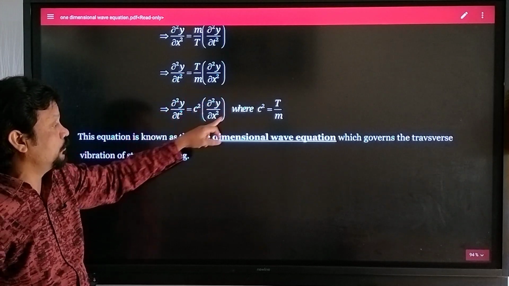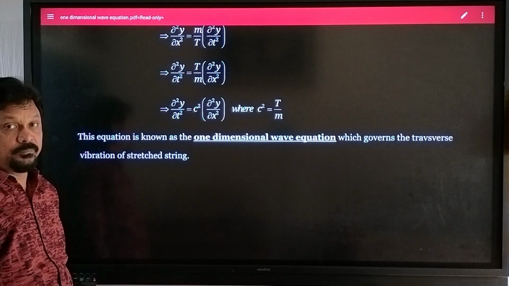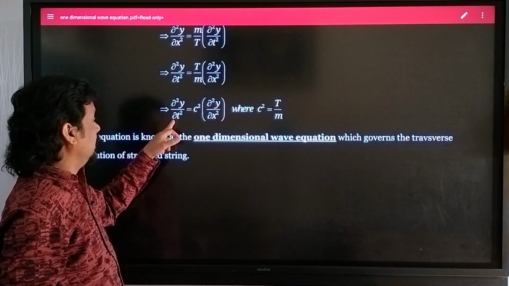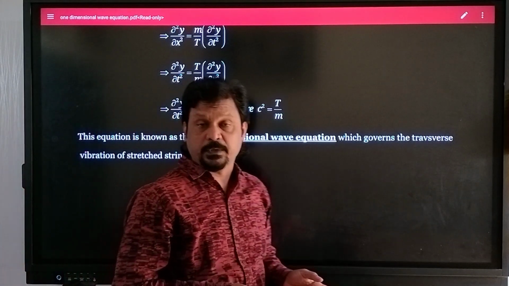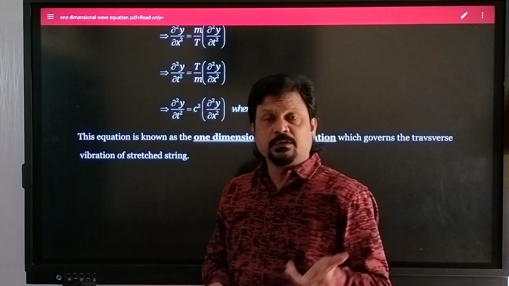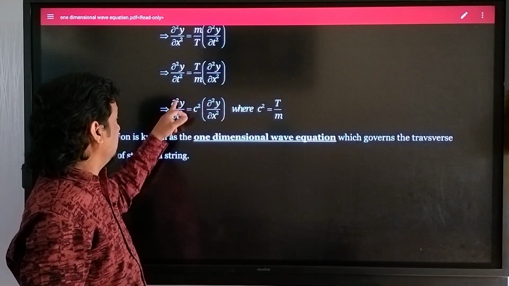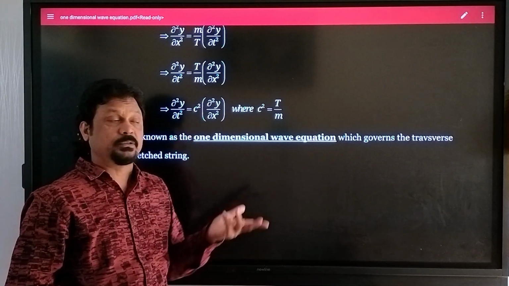This is the one dimensional wave equation which governs the transverse vibration of a stretched string. And for a stretched string, the formula is this one: del square y by del t square is equal to C square into del square y by del x square, where y is the displacement. In some books it is given as del square u by del x square, or del square u by del t square. In that case also u represents the displacement at any instant of time t.